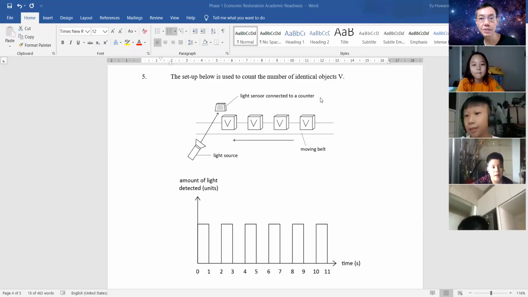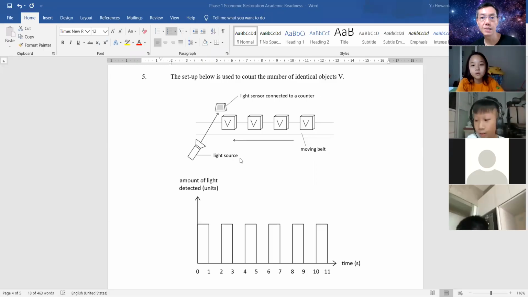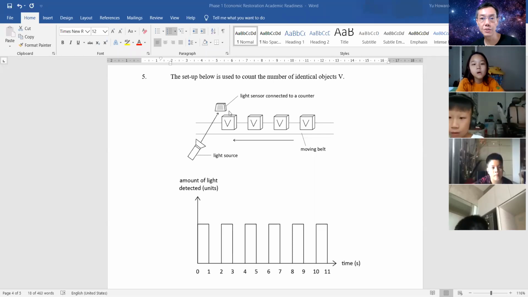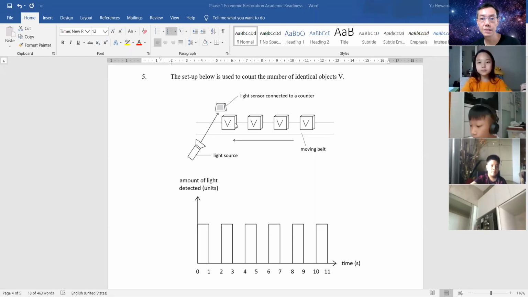Okay, this question shows a setup which uses a light source to count the number of boxes which move across this light sensor. So firstly, students must understand the setup. David, as you see, when this box B moves forward, it will cross the path. Understand? It will cross the path here. So as it crosses the path, the light will be blocked, correct?